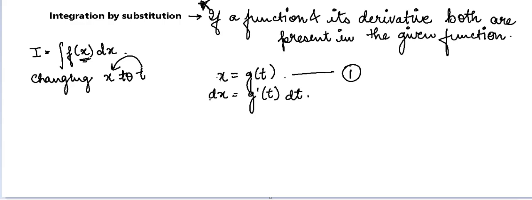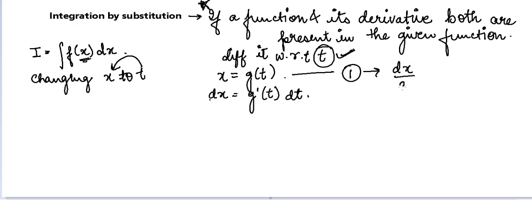Basically what you are doing is differentiating it with respect to t. So I am writing over here, dx by dt is equal to g dash t, because we are differentiating with respect to t. So you will get this. This is your second equation.